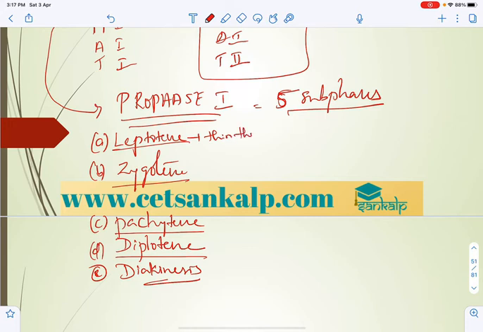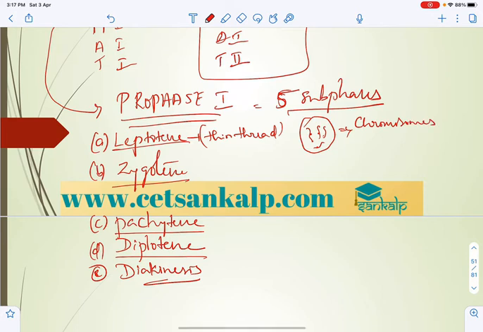Why does condensation start here? The thin thread-like appearance will be there, and here the condensation starts. So we can say that the chromosome begins to condense. This is very important.